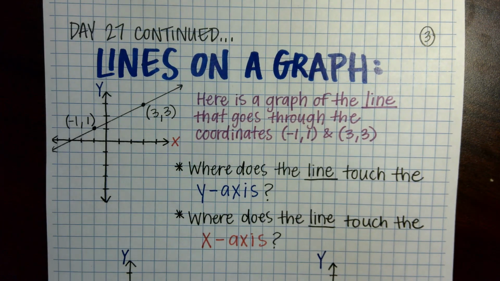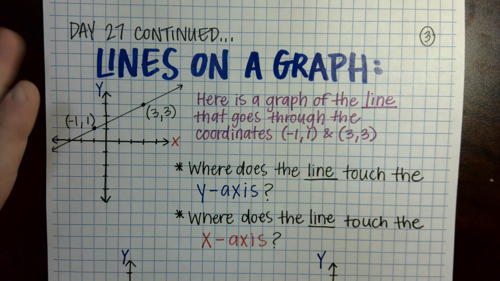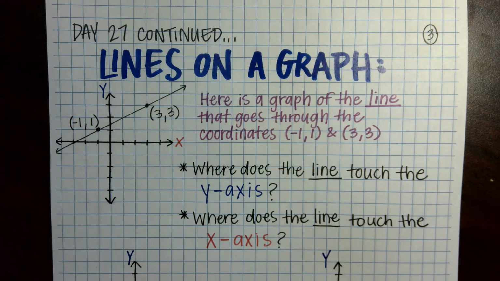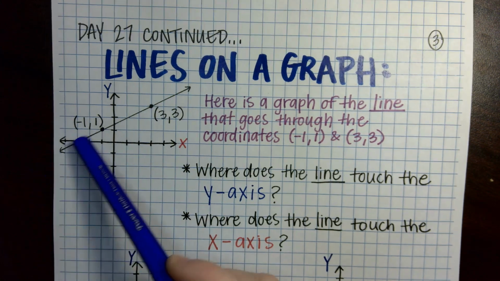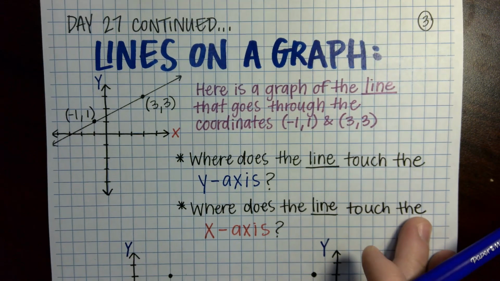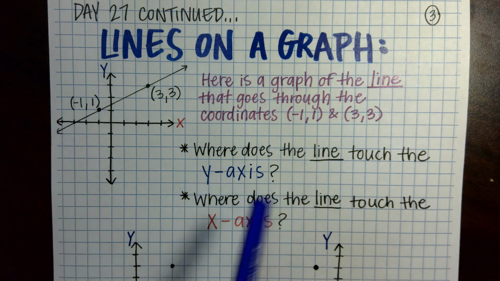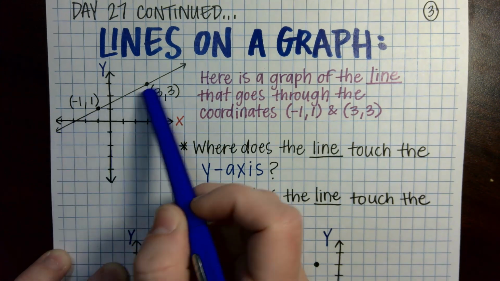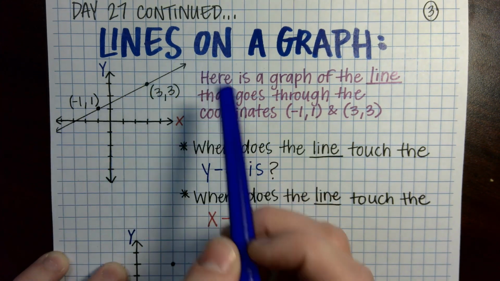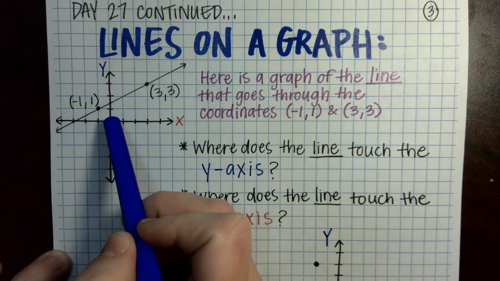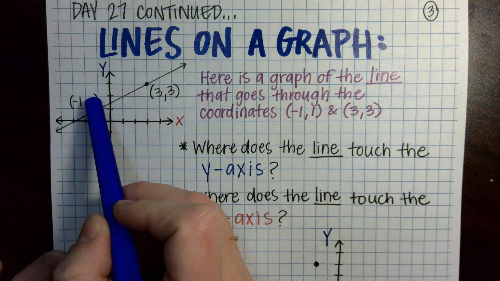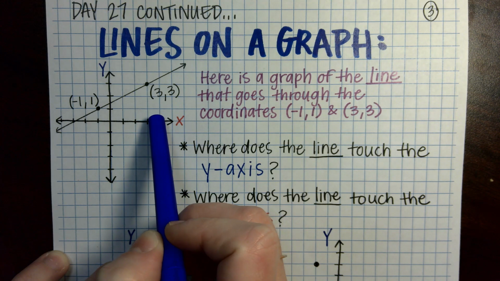Lines on a graph. Okay, so now we know how to put coordinates on a graph, but coordinates can be useful for some things, but what we really like to use them for, especially in this unit, is drawing lines. So a line can tell us a whole lot of things, and we'll learn about that here in a bit. But for example, this is a graph of the line that goes through these coordinates. It goes through negative 1, 1, and 3, 3.